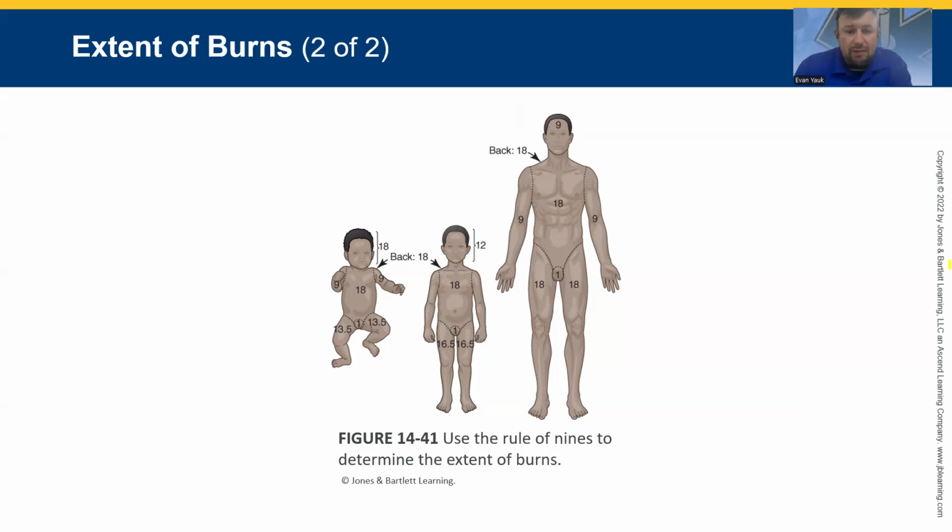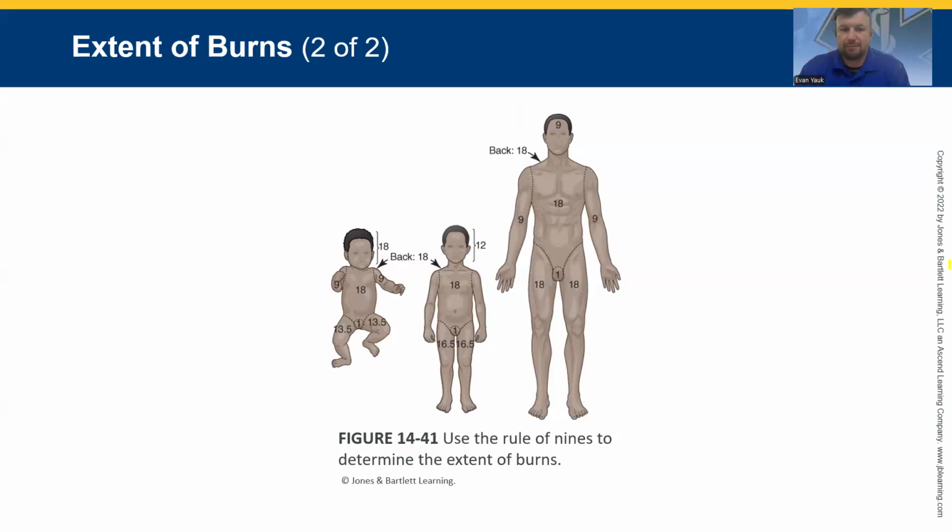So we take an infant, the front and the back is 18. So 18 in the front, 18 in the back. The arms, this is 9%, this is 9%. The head is 18%.